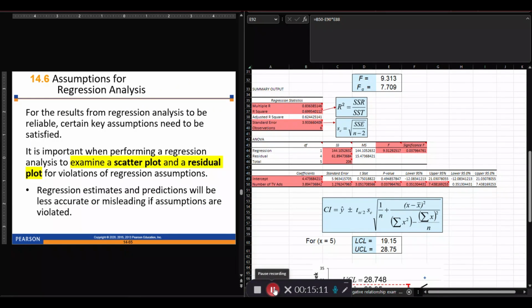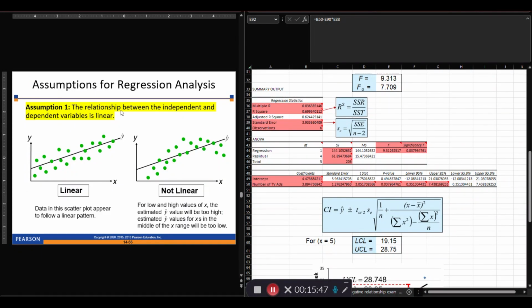The assumptions for regression analysis. There are some indicators that we have to look at and test to make sure that the results we get from our analysis can be trusted and are reliable, right? I'm going to go through some assumptions that we have to test, evaluate and review to make sure that the results we're getting from the regression analysis are reliable.